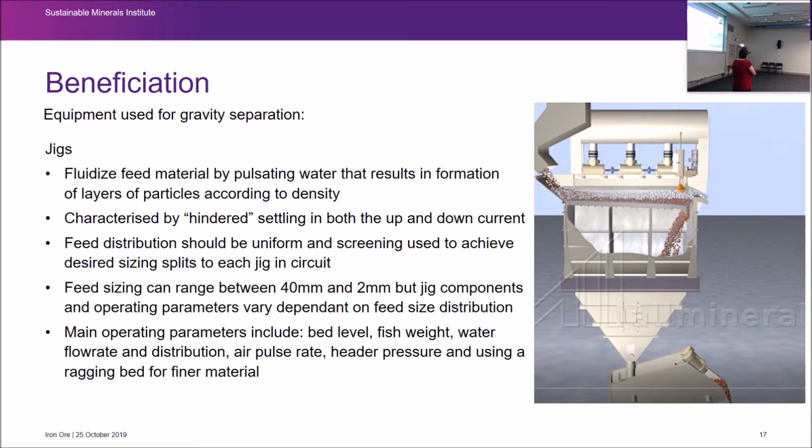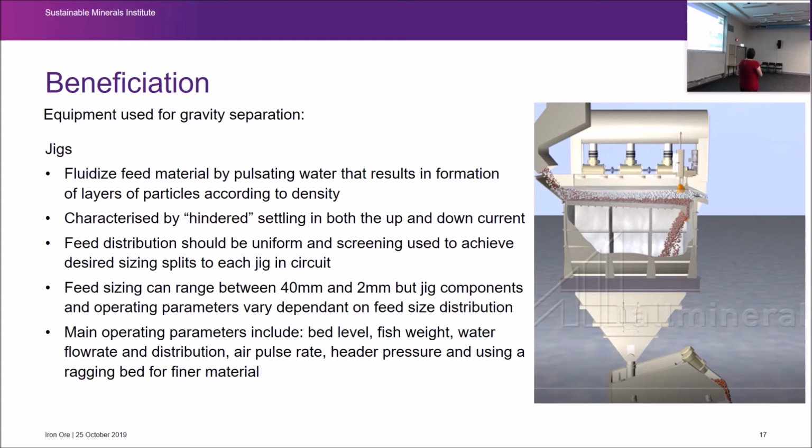So what you have is a hutch with a screen deck and a feed bed being fed onto it. You have these three rotating valves, or rotary valves, that pulse air through the chambers into underneath this bed, and then basically lifts it. So you get hindered settling in both your up and down current, where on the up current your lighter particles move up faster, and on your down current your heavier particles settle out quicker. And by doing that, you can basically get separation.